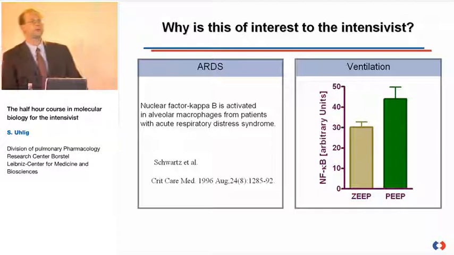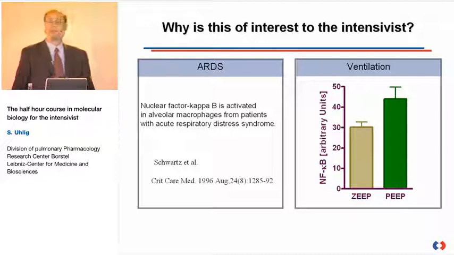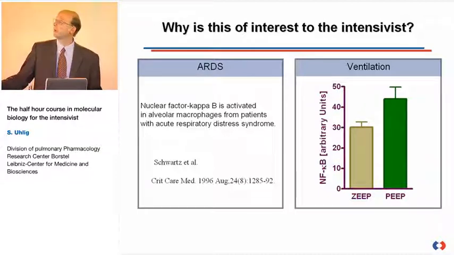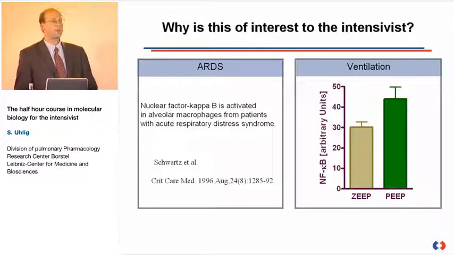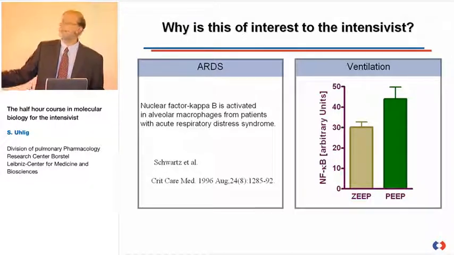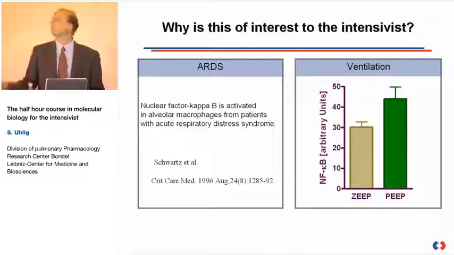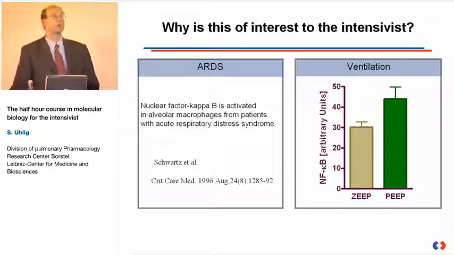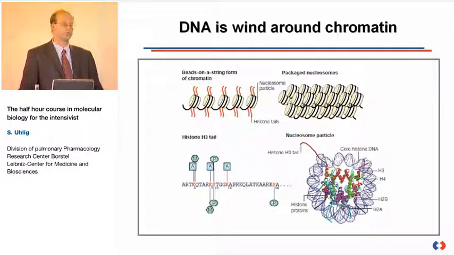And of course, this is of great interest, I think, to the intensivists, because NF kappa B really is a master molecule of inflammation. Even back in 1994, there was a study from Ed Abraham's group that showed that NF kappa B is activated in macrophages from patients with ARDS. And we recently did a study where we ventilated healthy patients under different conditions. In the group that had a higher degree of stretching applied to the lungs, there also was an increase in the NF kappa B contents within the macrophages.